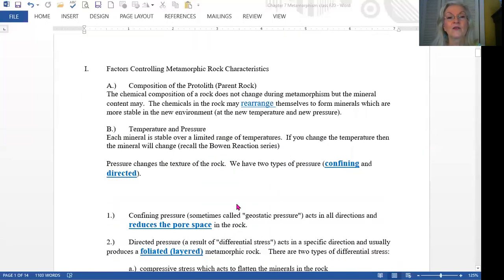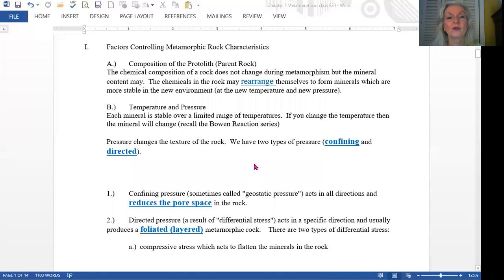So let's look at some of the factors that control metamorphic rock characteristics. We have the composition of the parent rock. Remember that the parent rock is the protolith. And so that's your raw ingredients. That's what you start out with. And the chemicals in the parent rock can be rearranged, but you don't make brand new chemicals out of nothing. So they can be rearranged and reshaped, but not new ones introduced.